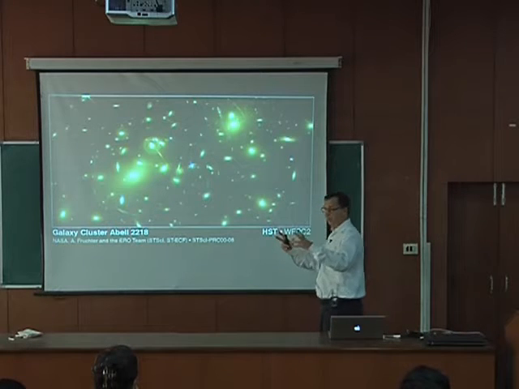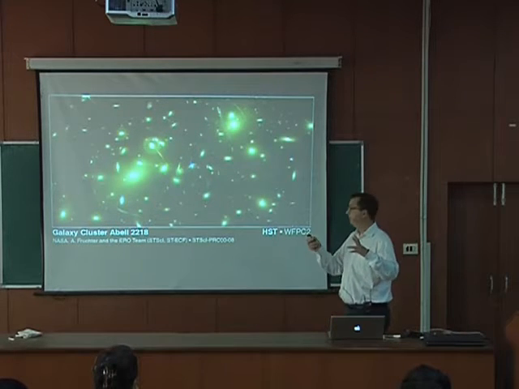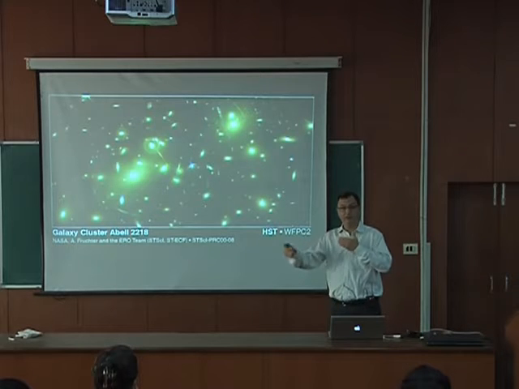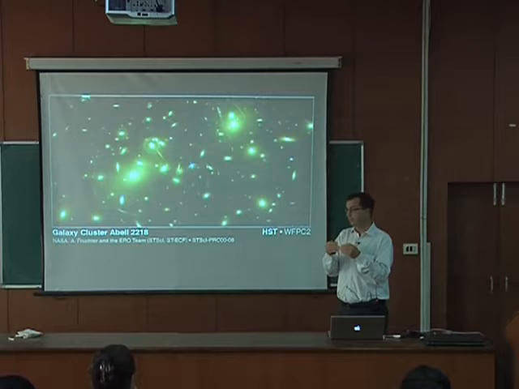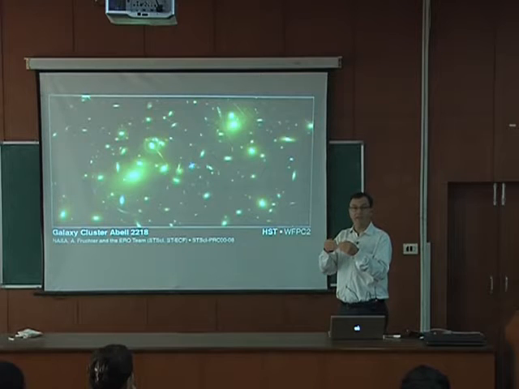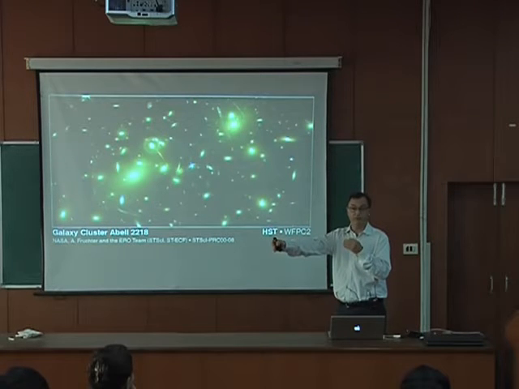Now the size of this ring corresponds to the Einstein radius, but because the background galaxies can be at different redshifts, remember in the Einstein radius, to compute it, there's a dependence on the redshift or the distance to the background source.